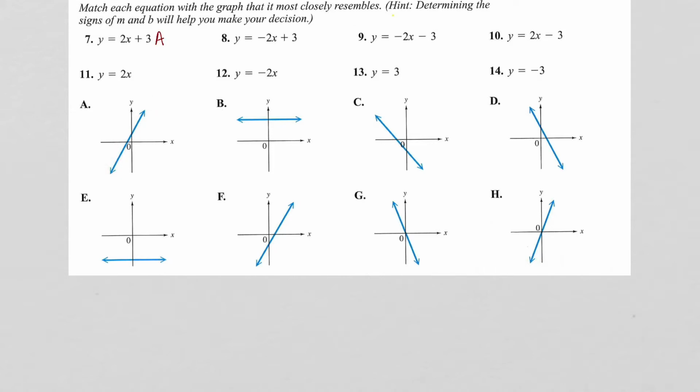All right, for number 9, we know it's going down from left to right, and we know the y-intercept is negative. So this is the only possibility. So that's C.